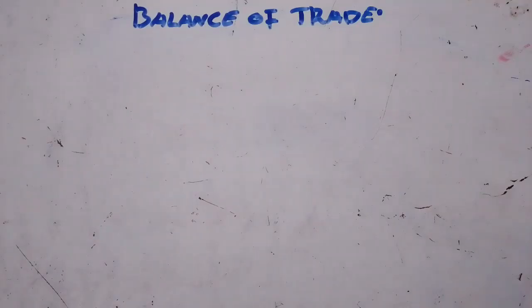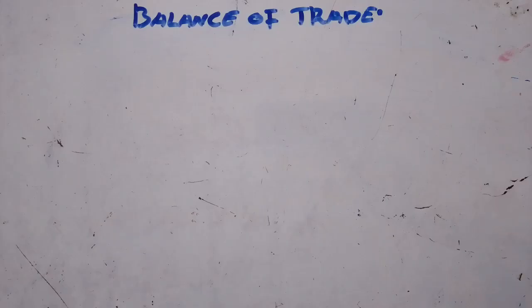Okay, so we have a subtopic in commerce, which is balance of trade. Let's continue like we do by first of all defining what the term balance of trade is. So what do you understand by the term balance of trade? Balance of trade is the difference between visible export and visible import. So we can take note of this.